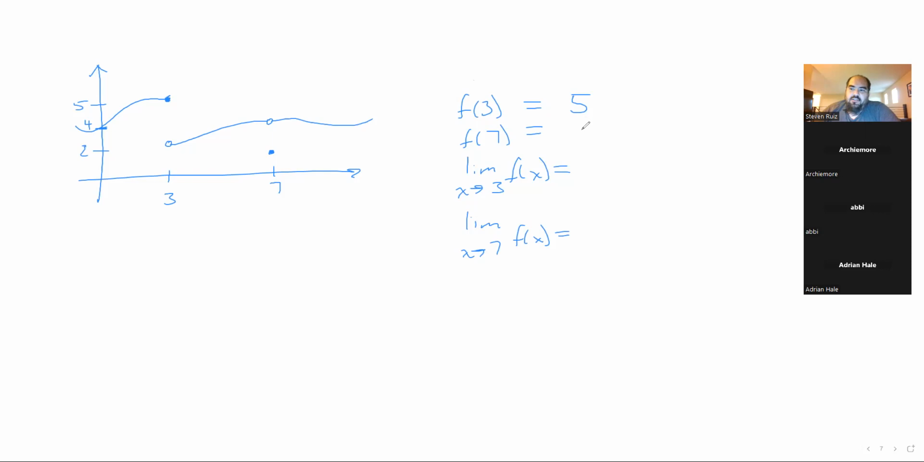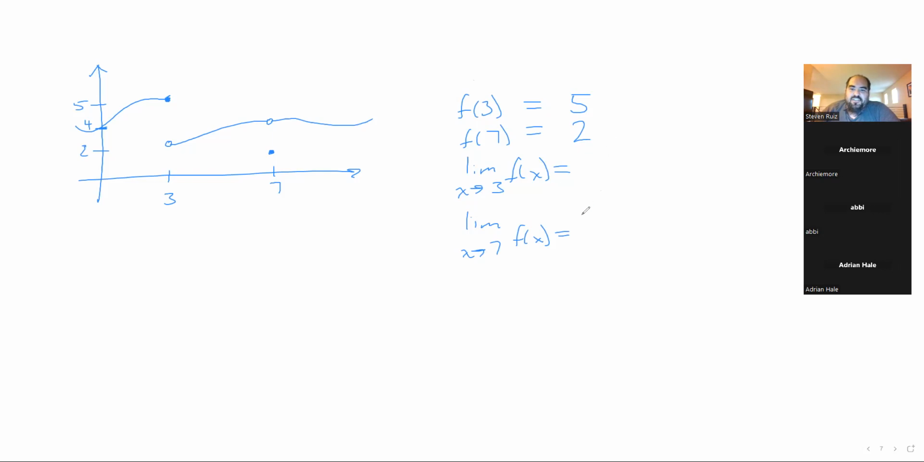How about f of 7? Is it 2? It's 2. Oh, yes. Okay. Yeah, I was like, is it 2 or is it undefined? Then I remembered it doesn't matter that that point's not defined. It's the way it's approaching that matters.